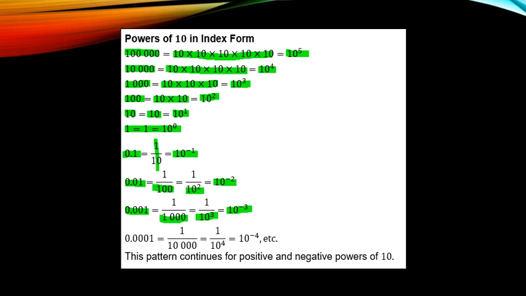And if you have 0.0001, this actually means 1 over 10,000, which you express as 10 to the power of 4, and you have 10 to the power of minus 4, and so on. So this pattern continues for positive and negative powers of 10.